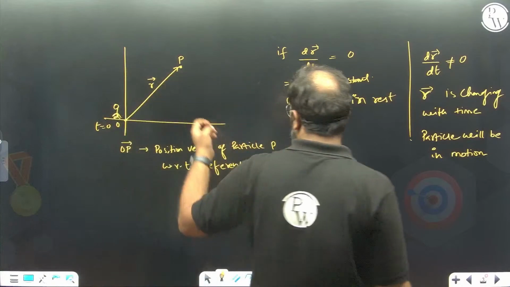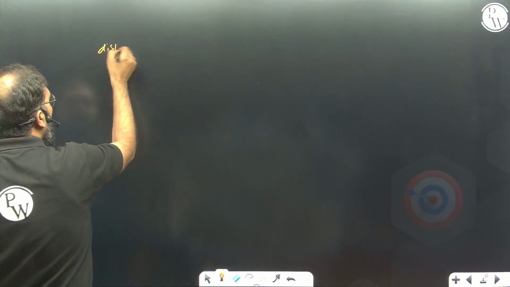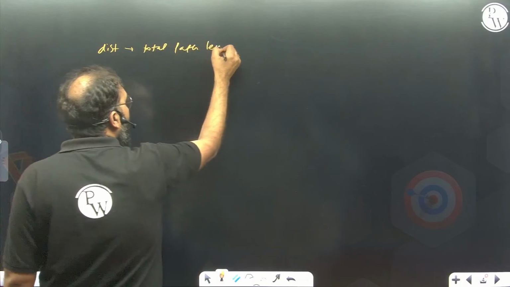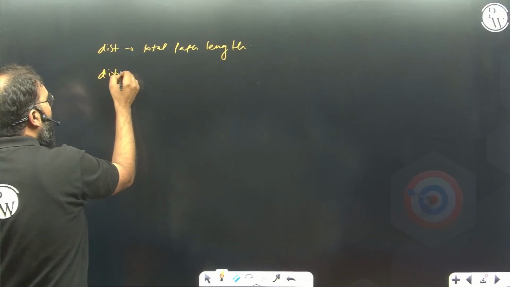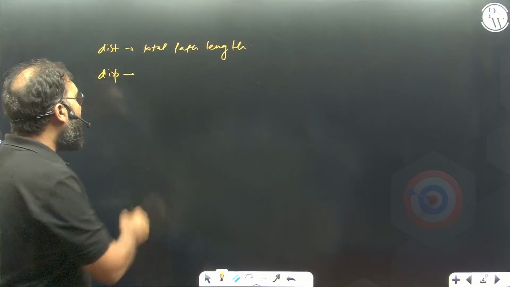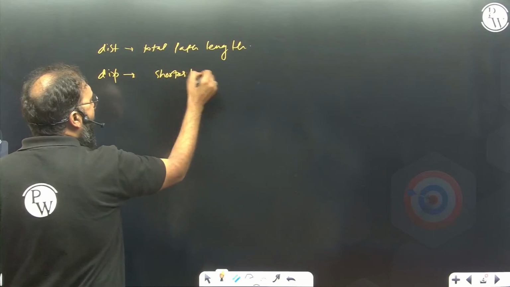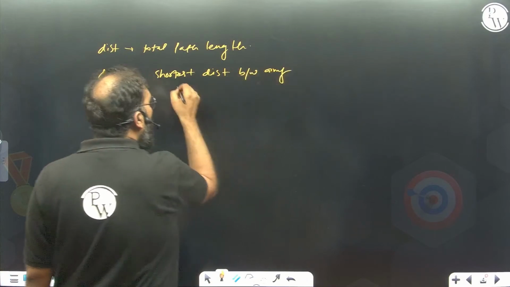Once we find out that the particle is moving, these are some basic terminologies: distance, which is the total path length covered. Then comes the displacement. This is the shortest distance between any two points.